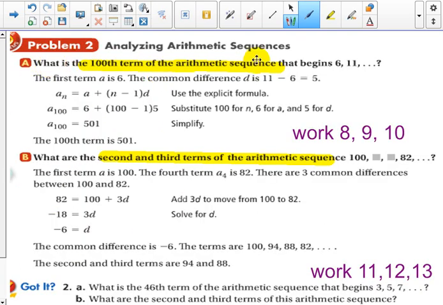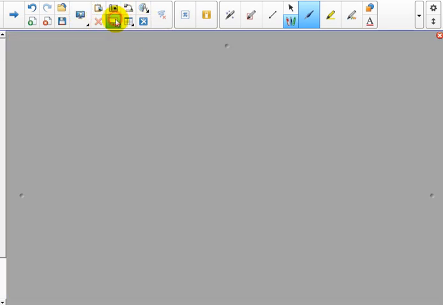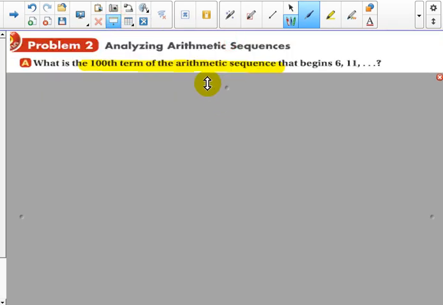All right, so problem 2, analyzing an arithmetic sequence. What is the 100th term of an arithmetic sequence that begins with 6, 11, and so on? Okay, the ellipsis, the 3 dots, means it goes on and on and on in the same pattern. Okay, so what is the 100th term? So we have to figure out, how do we determine? Well, we have the first term of the sequence, we have 6. So how did we get from 6 to 11?